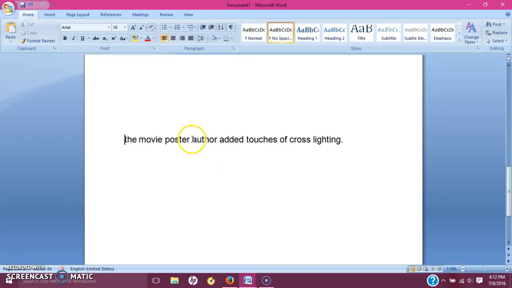So the movie poster author, this can also be shortened with the creator or the producer or whatever we just said. So the creator added touches of cross-lighting. I don't really know what this is unless you've established it in the paper. Cross-lighting, does that mean lighting that's being like crossed in the image? I'm not sure. So I would just highlight this and I would comment, what does this mean? And also, why is it important?